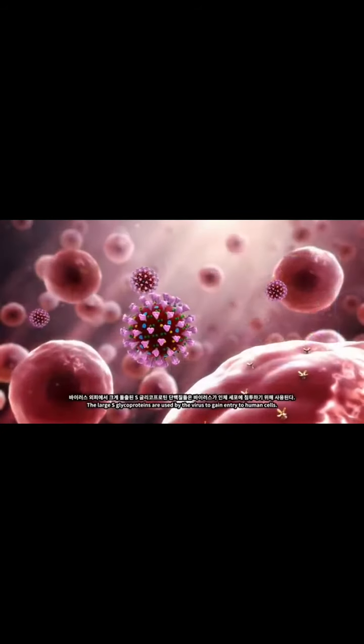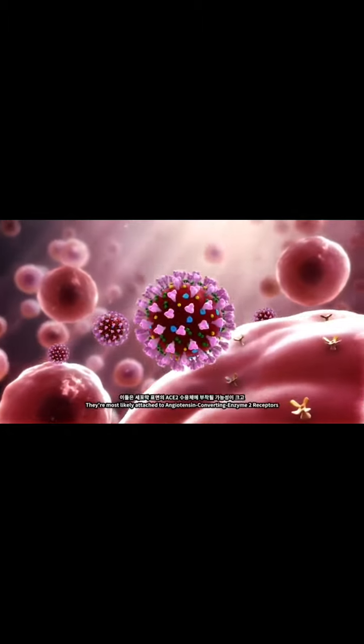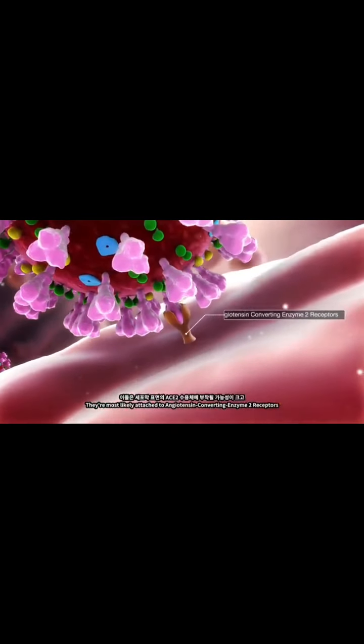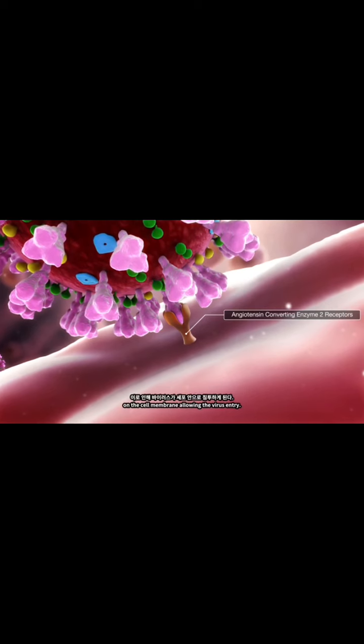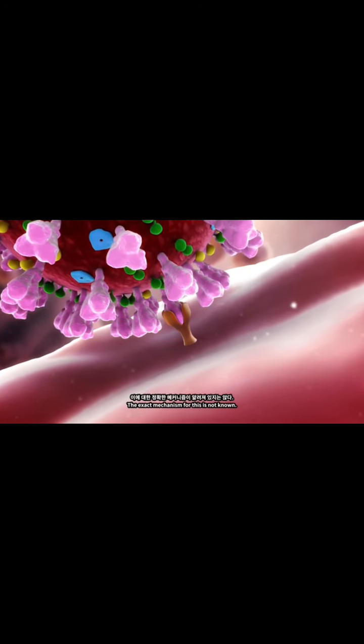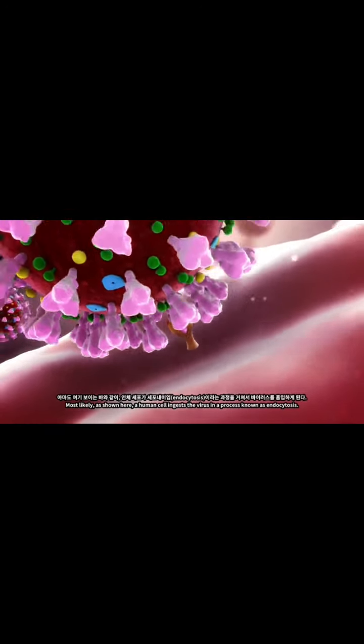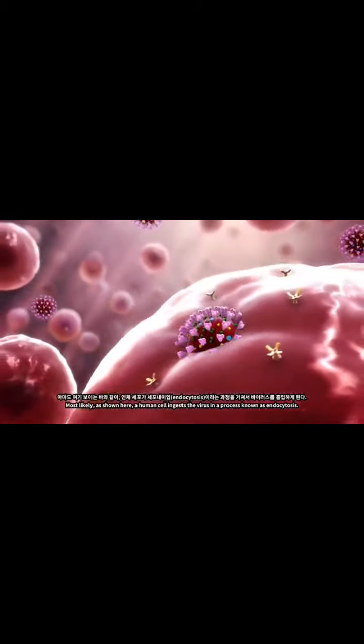The large S glycoproteins are used by the virus to gain entry to human cells. They most likely attach to angiotensin-converting enzyme 2 receptors on the cell membrane, allowing the virus entry. The exact mechanism for this is not known. Most likely, as shown here, the human cell ingests the virus in a process known as endocytosis.